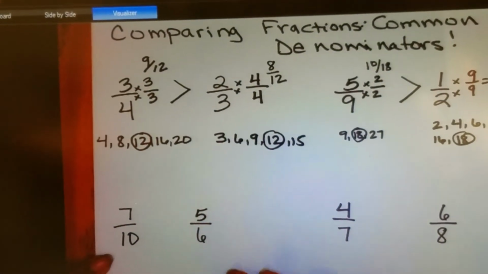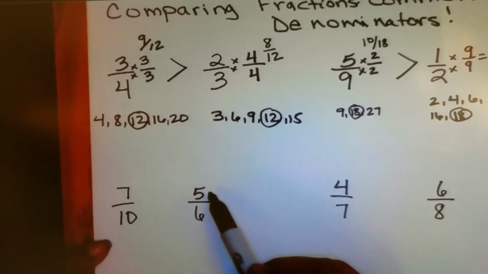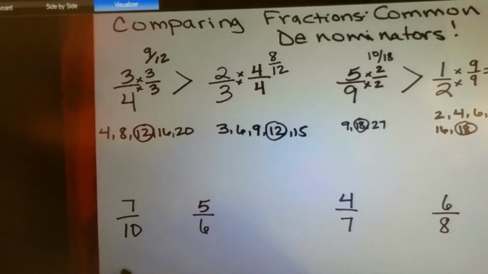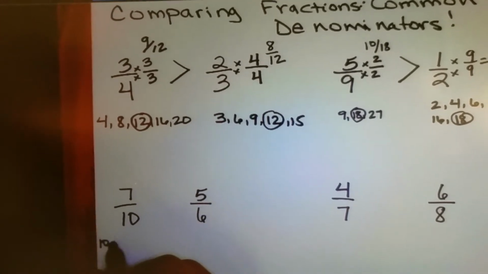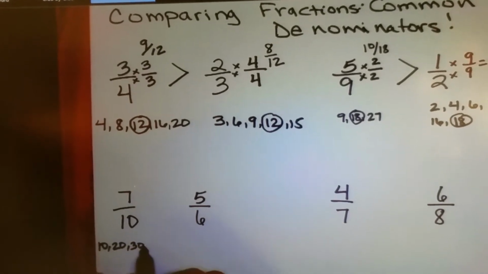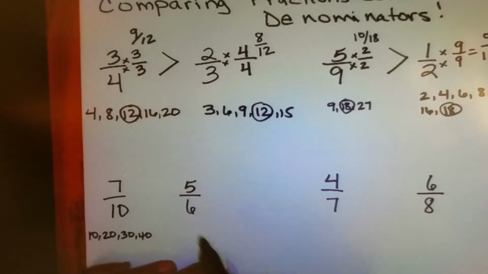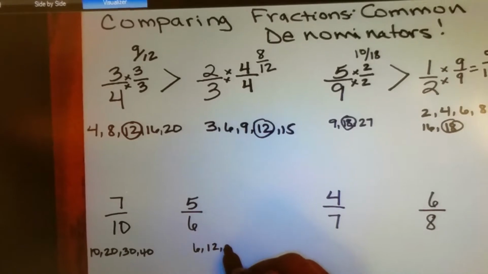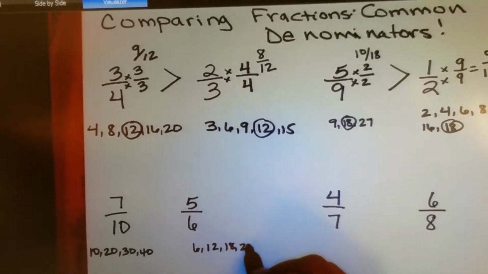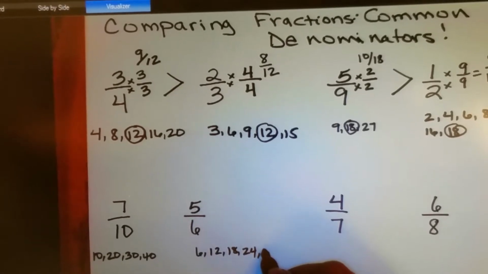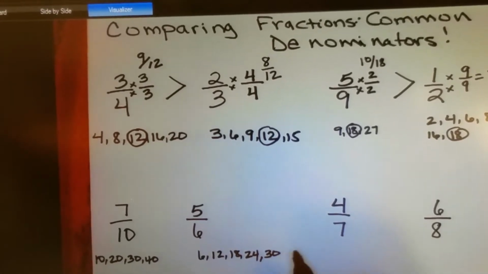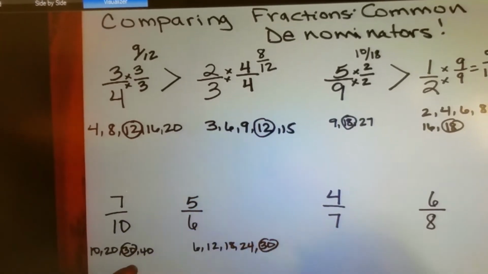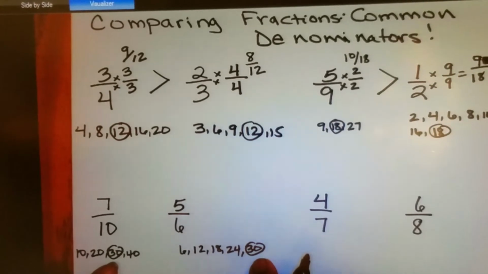If we get down here, we've got 7/10 compared against 5/6. So I'll write my skip counts over here. I've got 10, 20, 30, 40. If I do my skips over here, I've got 6, 12, 18, 24, 30. Oh, look, they both have a 30. I can circle my 30, circle my 30. So they both have 30 in common.